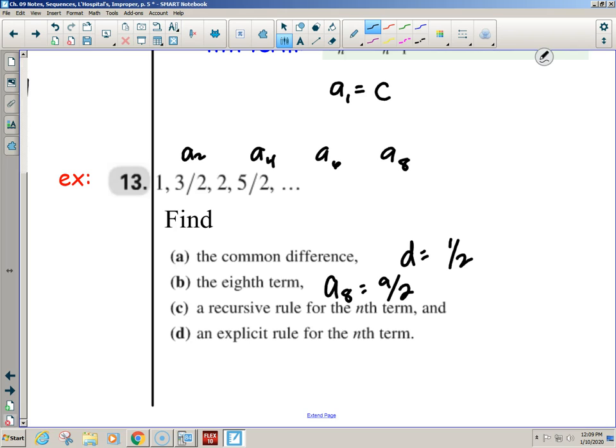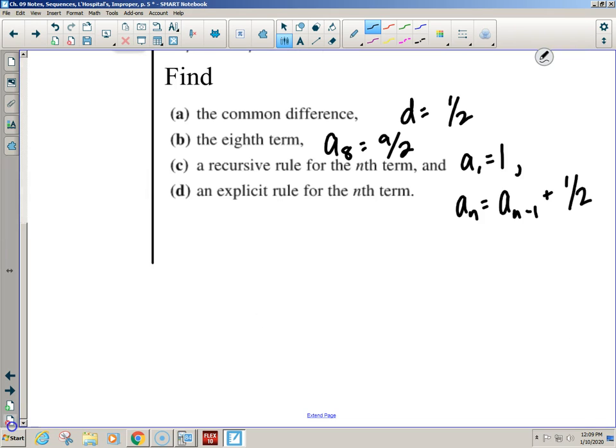A recursive rule for the nth term would have to start with the first term, but then what would come next? Well, careful. a sub n equals a sub n minus 1. Good. Okay, are we seeing how we're building this? But what's the hardest part of this entire thing? Letter D.